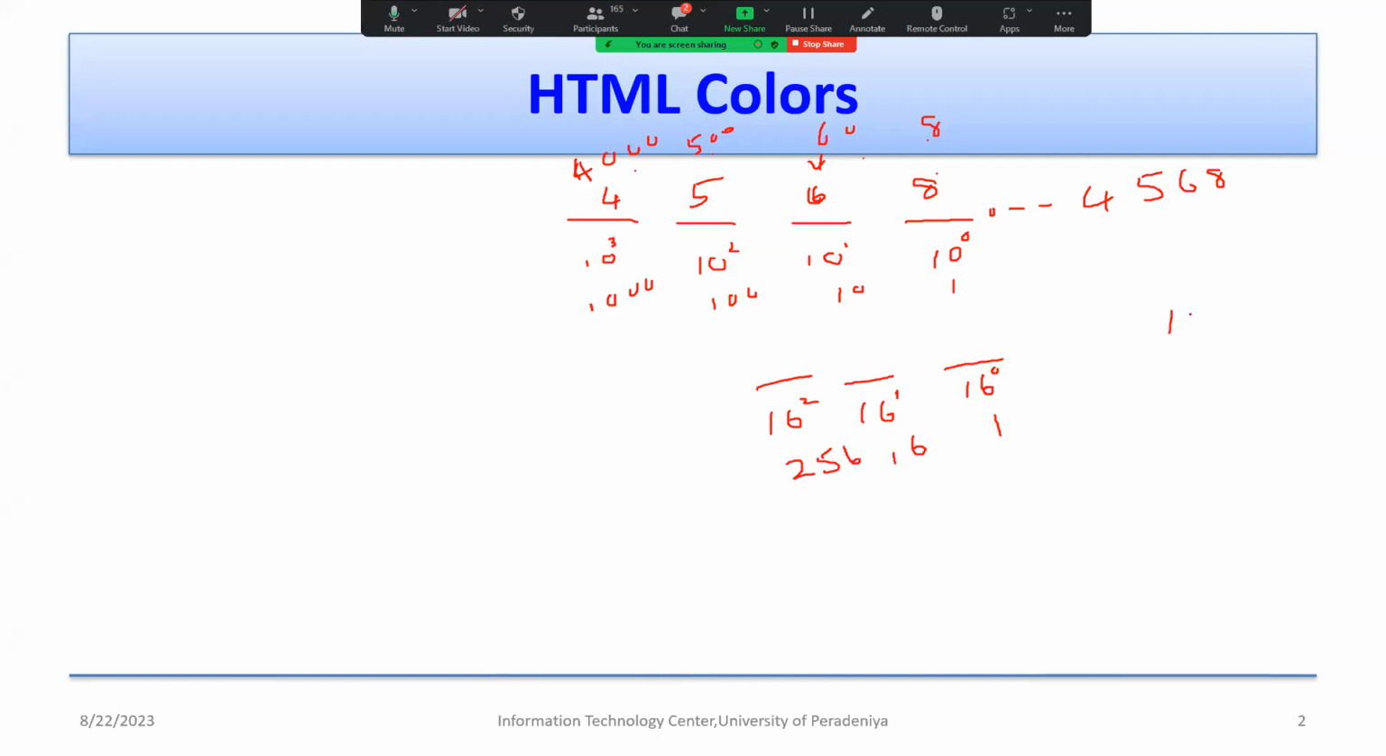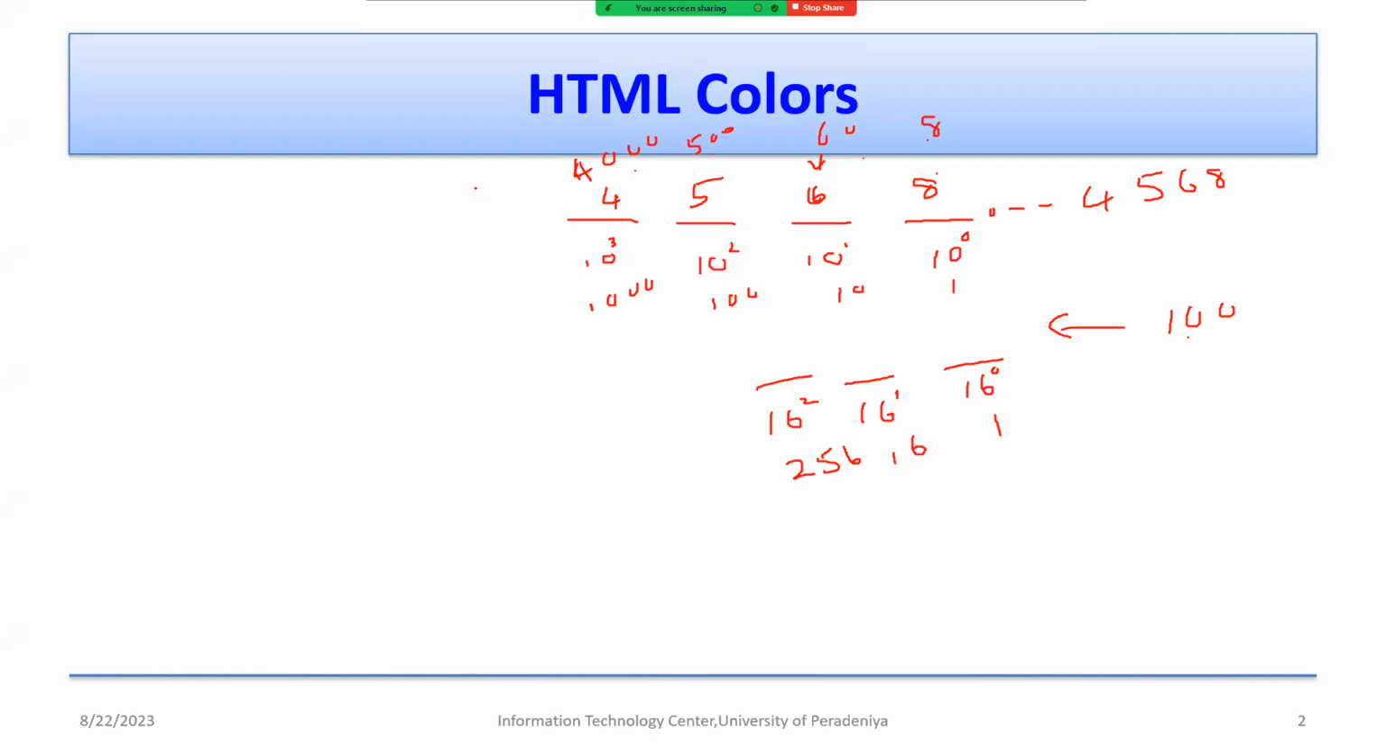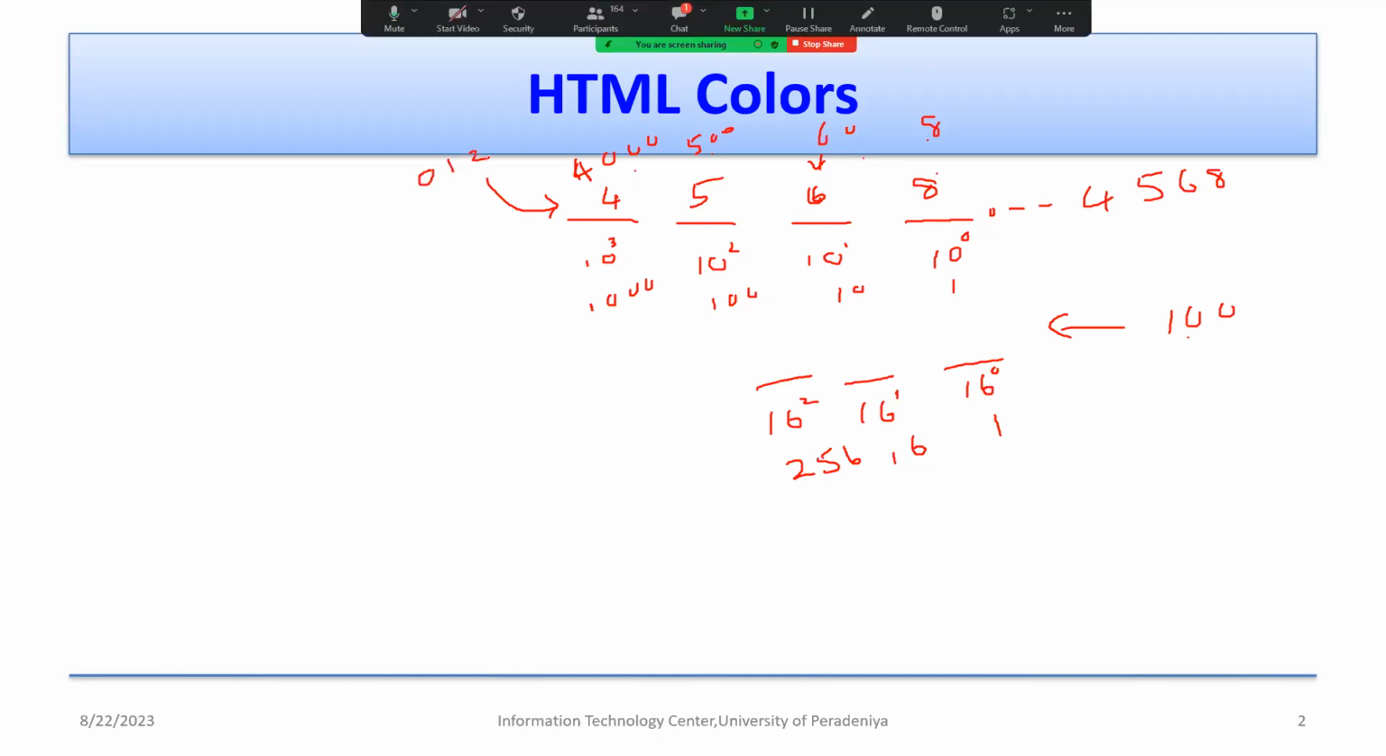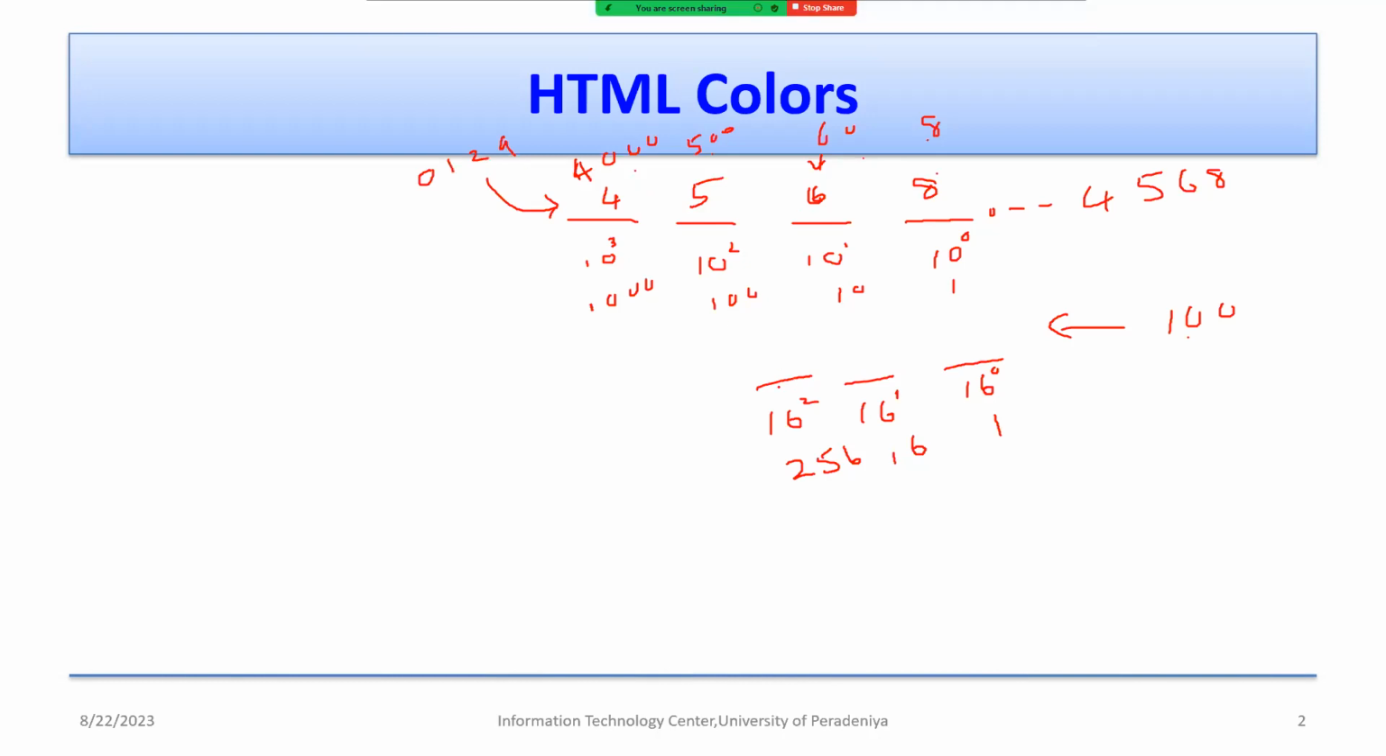Okay. If you want to represent 100 in the hexadecimal number system, how can you represent it? How can I represent the value 100 in the hexadecimal number system? Any idea? Okay, let me know. What are the digits that we have in the decimal number system? Yes? 0 to 9, sir? Yeah, 0 to 9. 0, 1, 2, 3, up to 9. Likewise, what are the digits that we can use in the hexadecimal number system?